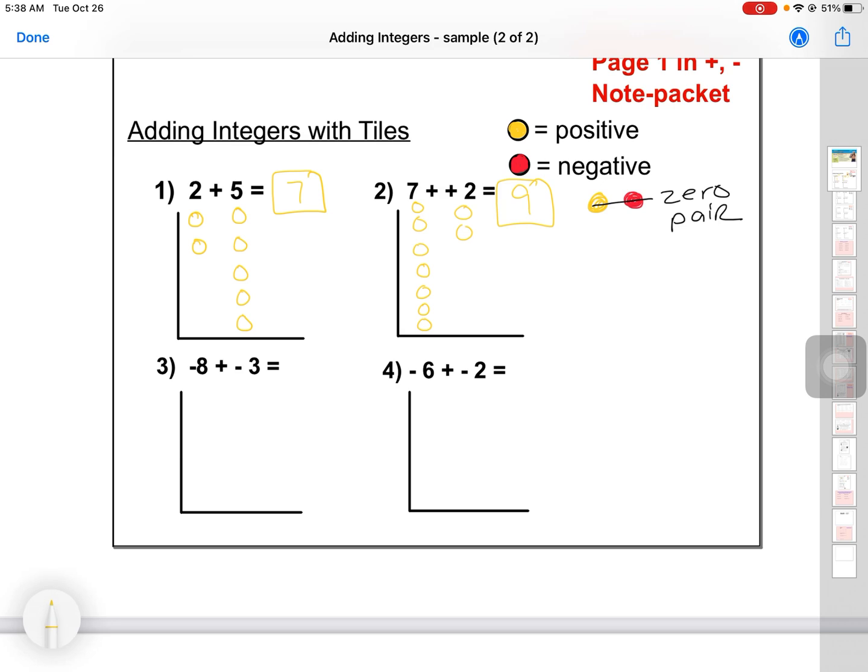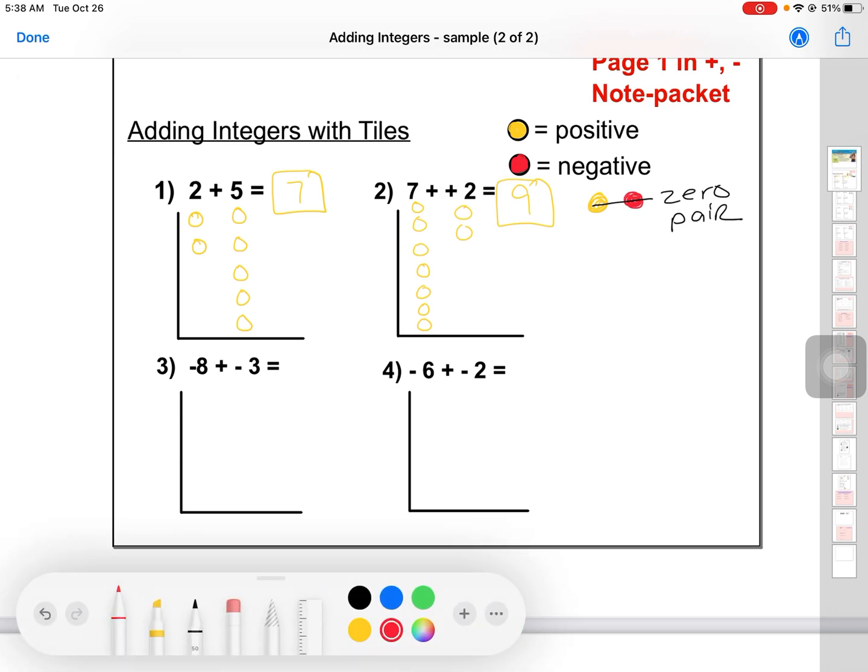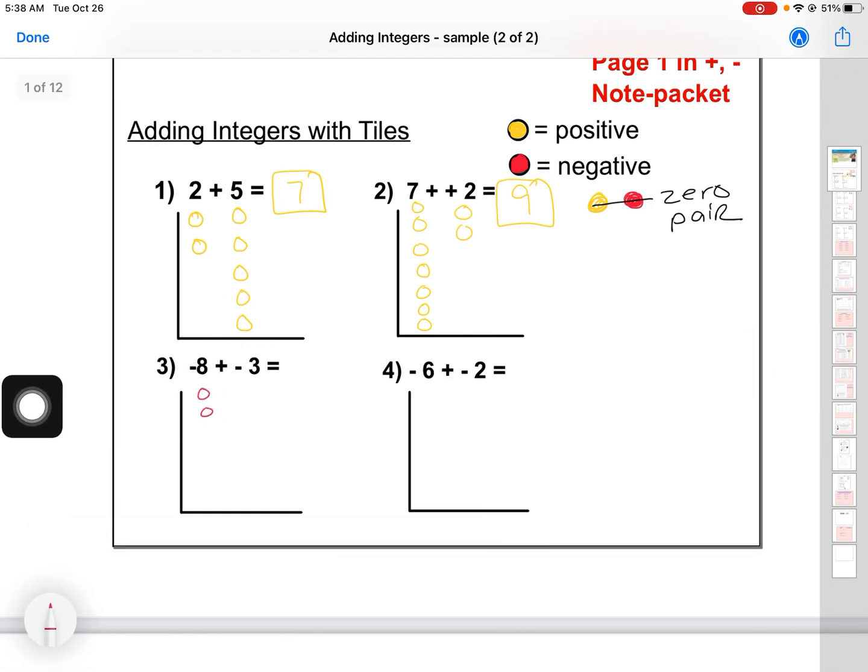What's a little different about number 3? If you said, well, now the chips have become red because they're negative, you would be correct. So I'm starting with 8 negative chips and then another set of 3 negative chips. Do I still have any 0 pairs? Nope, because I don't have a combination of red and yellow. So again, these wouldn't cancel each other out, so I simply count how many chips I have, and I have 11 chips. So altogether, negative 8 plus negative 3 is a negative 11. I'm combining all those chips together.